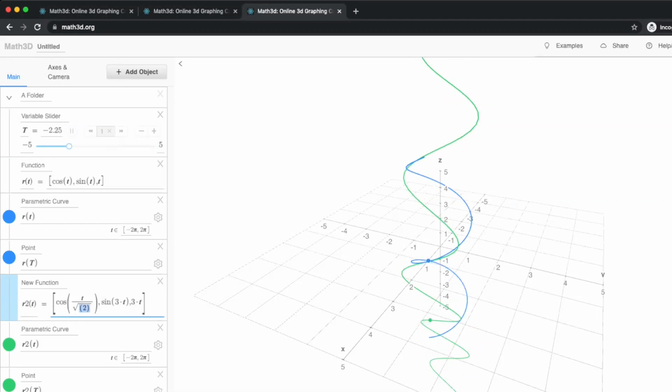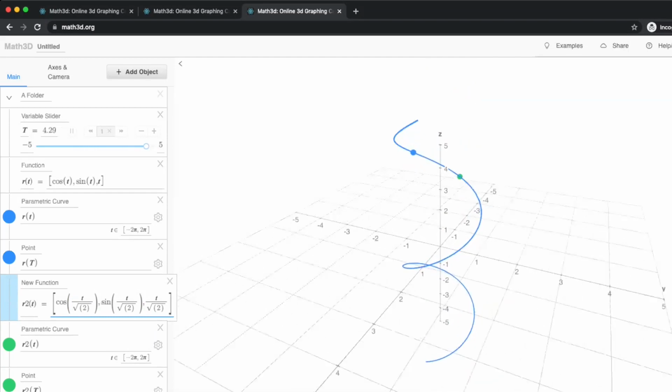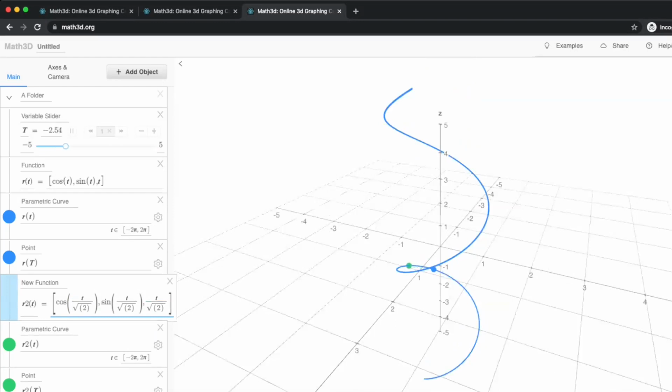And so that's the extra little feature that I'm going to have to add in here, is that I'm going to take my t and divide it by the square root of 2. And now when I look at the picture, I see that my green point is traveling slower than the red one. In fact, my green point is traveling at a speed of 1. So this is the parameterization of the curve, which has my particle traveling at a speed of 1.